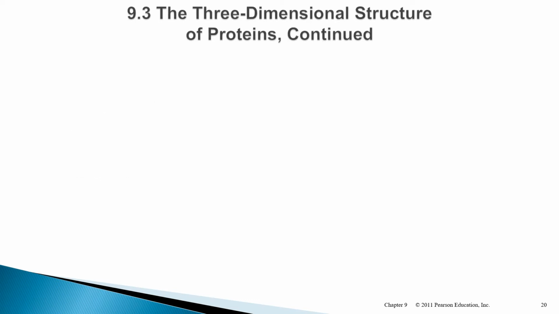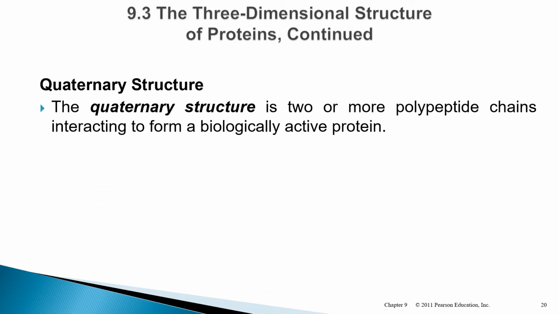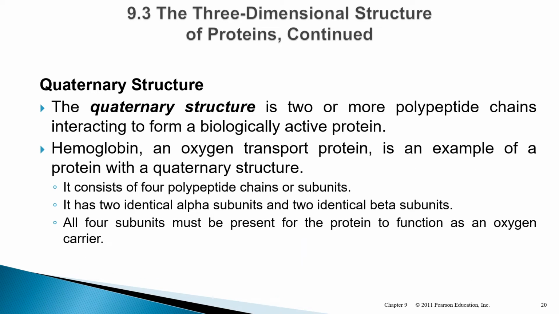Let's look at the three-dimensional structure of the protein. Quaternary structure. Quaternary structure is two or more polypeptide chains interacting to form a biologically active protein. Hemoglobin, an oxygen transport protein, is an example of a protein with a quaternary structure. It consists of four polypeptide chains or subunits. It has two identical alpha subunits and two identical beta subunits. All four subunits must be present for the protein to function as an oxygen carrier. So, hemoglobin is a quaternary structure.